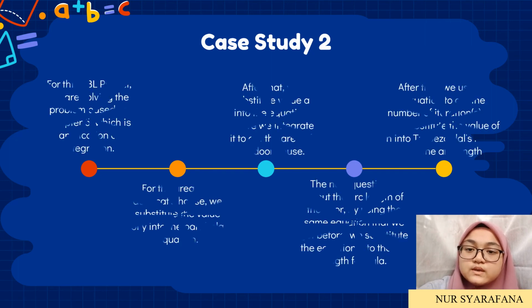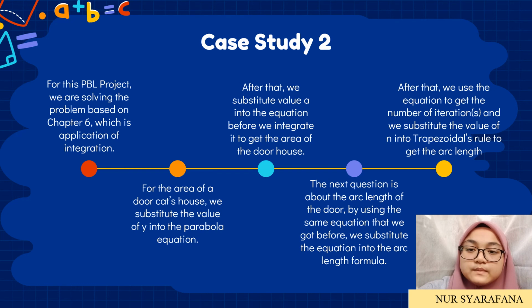In summary, we learned that this topic, integration, can be applied in our basic daily life. For example, we can determine the area and the surface area of land by using integration. For this PBL project, we are solving the problem based on chapter 6, which is application of integration. This project gives us a better understanding of how to apply this topic in our daily life.